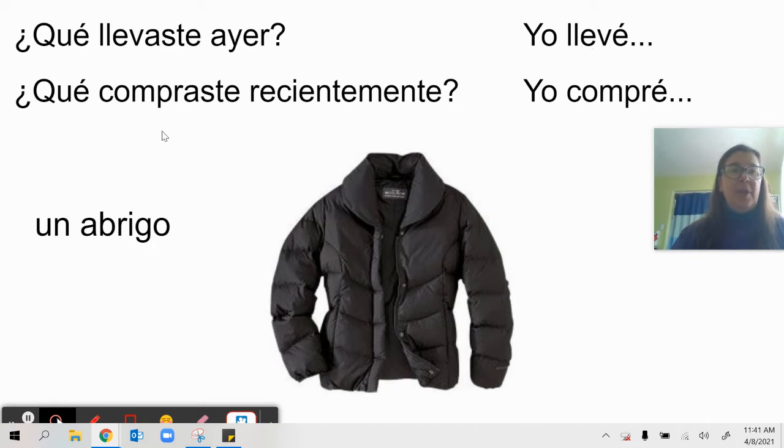¿Qué compraste recientemente? Yo compré. Again, that double L is not so llevaste. If you're from Argentina, you might say llevaste. Again, this is not it's lleve. Or if you're from Argentina, lleve. And this long word is recientemente.